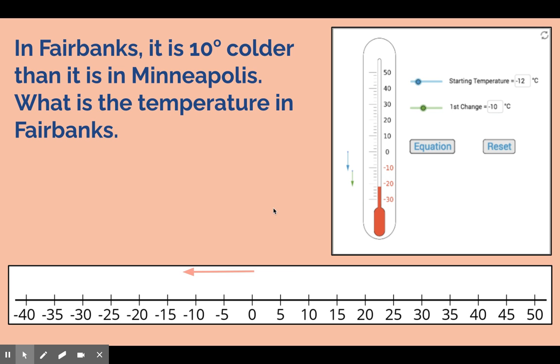So, I'll give you a start. Remember, Minneapolis was at -12. And in Fairbanks, it's 10 degrees colder, meaning the temperature is going down. So, what is my answer going to be for this situation?